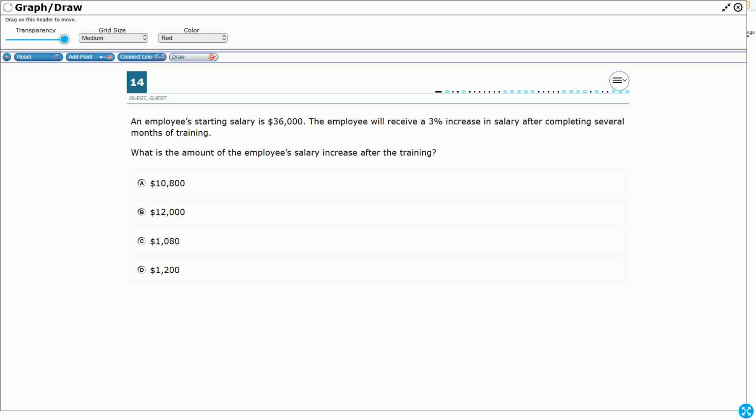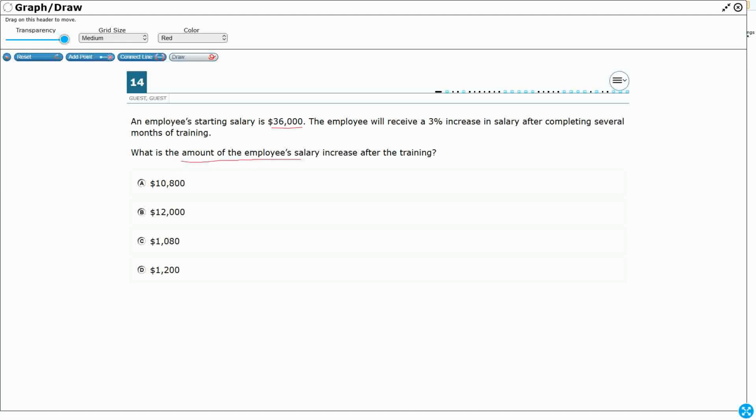So we have an employee's starting salary at $36,000. And so the employee will receive a 3% increase. So what is the amount of this 3% increase? So we've got this 3% increase, and it's going to be less than $36,000. And you notice our answers are all less than $36,000. Right? 100% would be the $36,000. 3% is going to be a lot less.